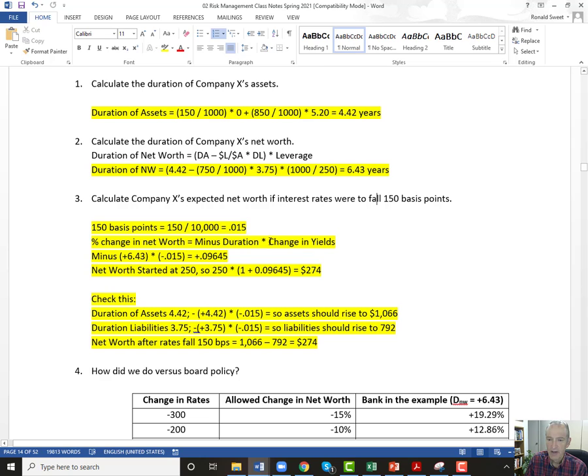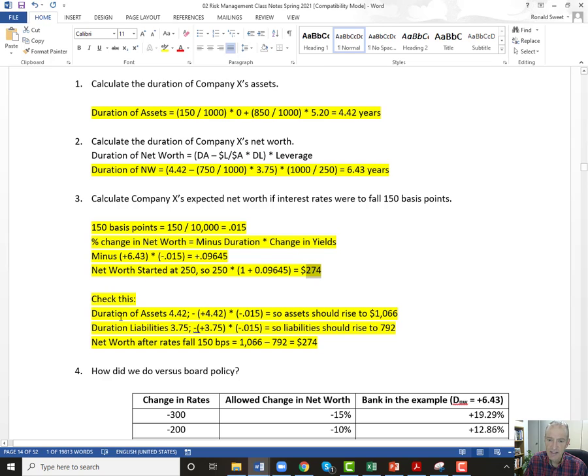So here we said if they fall. So this is another formula you need to know. It says that the percentage change in net worth will be minus duration times the change in yields. So here we have minus duration. Duration is positive 6.43 times minus 0.015. Interest rates fall 150 basis points. So if interest rates were to fall 150 basis points, we would expect net worth to rise 9.645%. Or since net worth is $250 million, we would expect net worth to go from $250 million to $274 million.